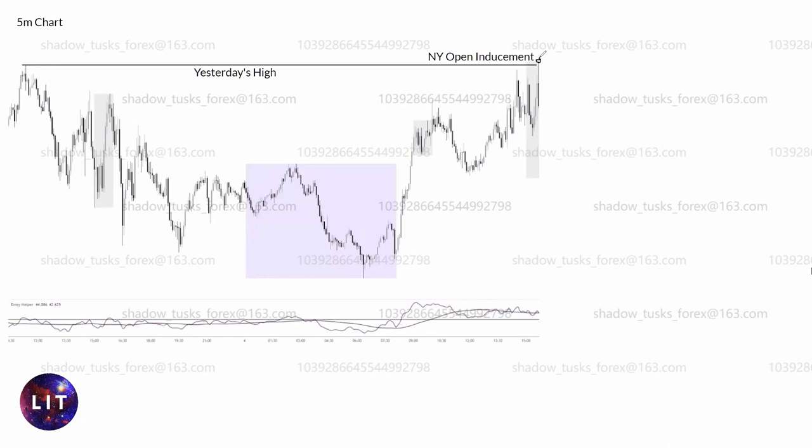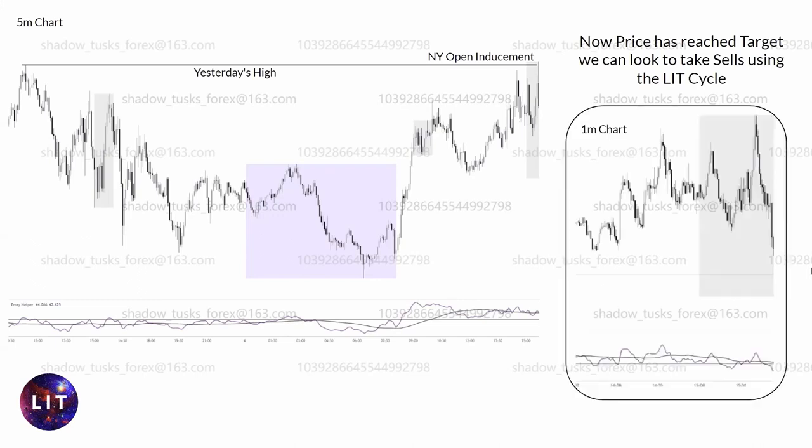I mean, it's pretty juicy of how it's reacted ever so slightly. It doesn't need to go crazy high, but look how beautiful that is. It induces perfectly in New York Open. I don't think it could be more clear, but that is lovely of how that has occurred. So now price has reached the target. We can look to take sells using the lit cycle. So let's see a little bit on the 1M, what that looks like.